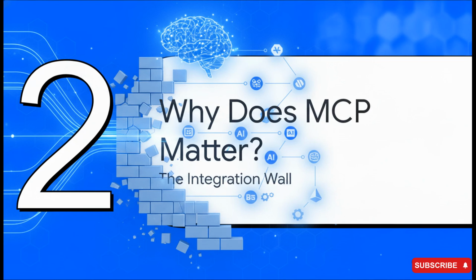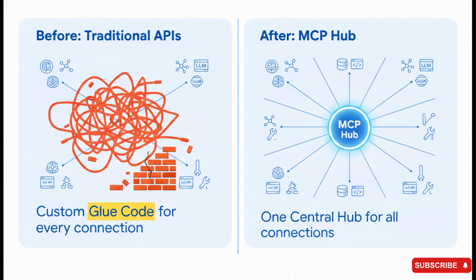Okay, part 2. Why does MCP matter so much? We're going to look at how it collapses what developers have been calling the integration wall. See, before MCP, developers were hitting a massive wall. Every single AI model, multiplied by every single tool they wanted to use, meant writing custom glue code for every single connection. Honestly, it was a mathematical nightmare to maintain. But now, with MCP, you build one standardized server for your tool, and suddenly any AI client, whether you're using Claude Desktop, Cursor, or some custom agent you built, can instantly discover and use it.